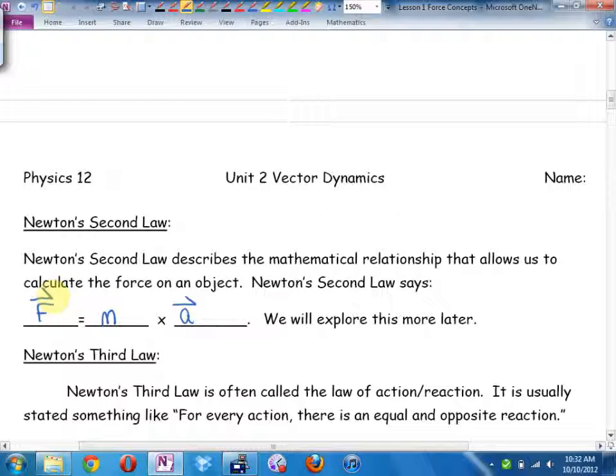You'll notice I drew the vector above the F and the A because the direction of the acceleration is the direction of the force. Then I wrote, we'll explore this more later. We'll be spending the next 3 weeks looking at variations of this.